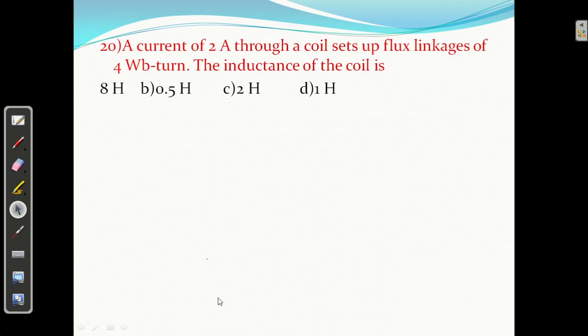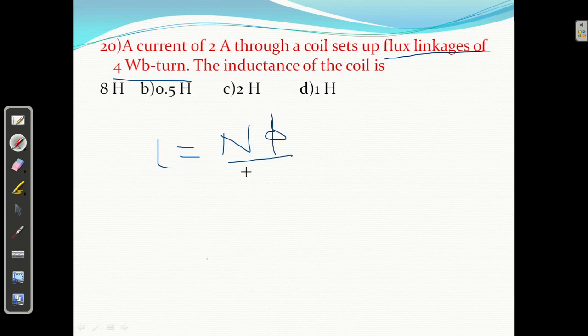20. A current of 2 ampere through a coil sets up flux linkage of 4 Weber turns. Self inductance L equal to what? L equal to N phi by I. That is the first definition of self inductance.